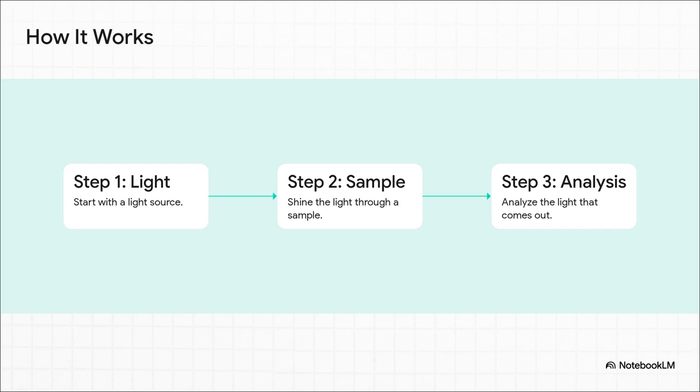So, how does this whole interrogation work? Well, it really just boils down to three basic steps. First, you start with a light source. Then, you shine that light straight through whatever sample you're trying to figure out. And finally, you analyze the light that actually makes it out the other side. And here's the key part. The molecule inside that sample is going to interact with the light in a very specific way. And the pattern of that interaction, that's what reveals its true identity.